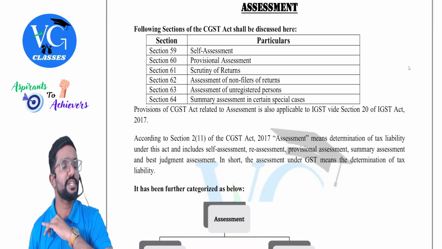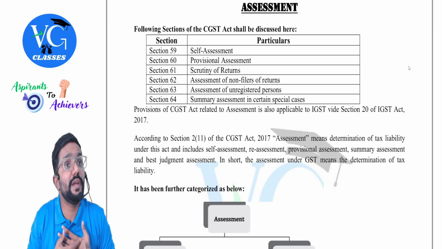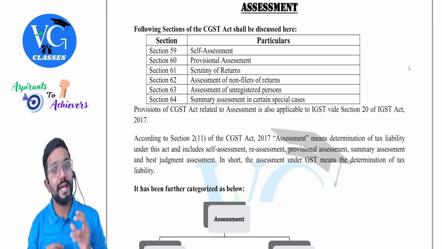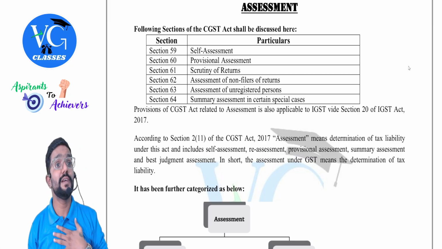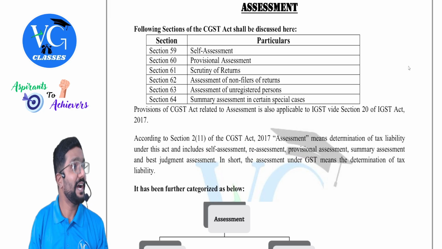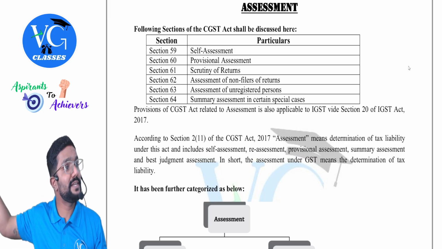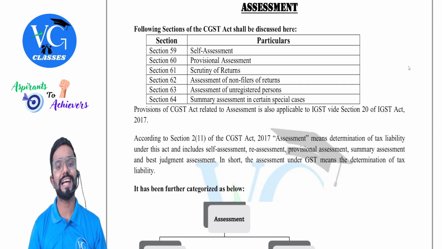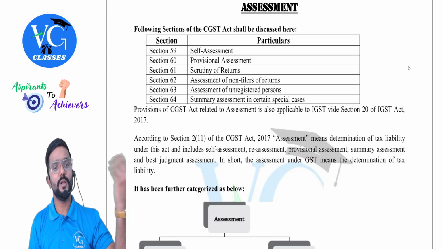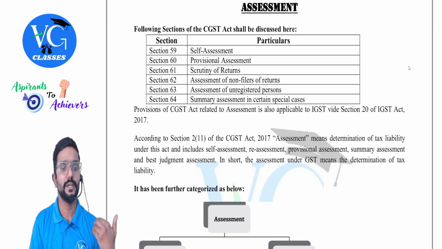Okay. Next, section 62, assessment of non-filers of returns. Means I was supposed to file returns, but I have not filed them. Next one, 63, assessment of unregistered person. Means I was liable to get registered under GST, but I have not applied at all. So now, on behalf of me, can the department do the assessment? Yes. Last one is summary assessment in certain special cases. All these sections are a part of your syllabus, which we will be learning in this topic, guys.